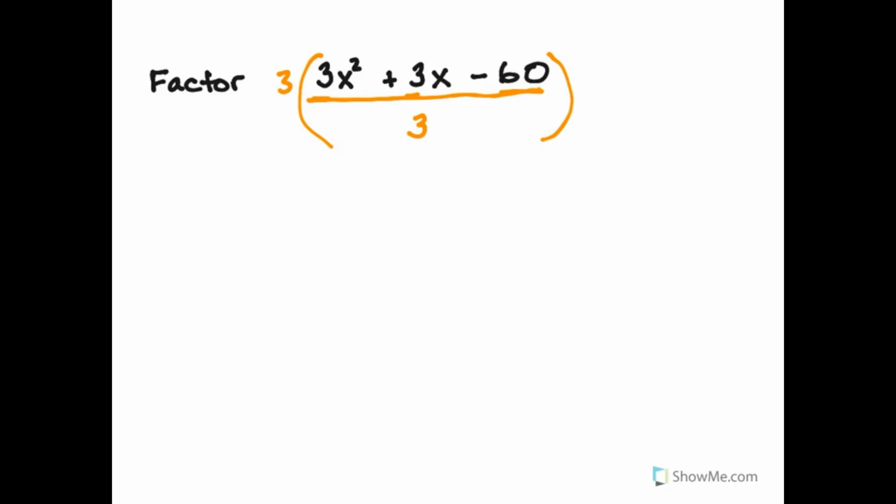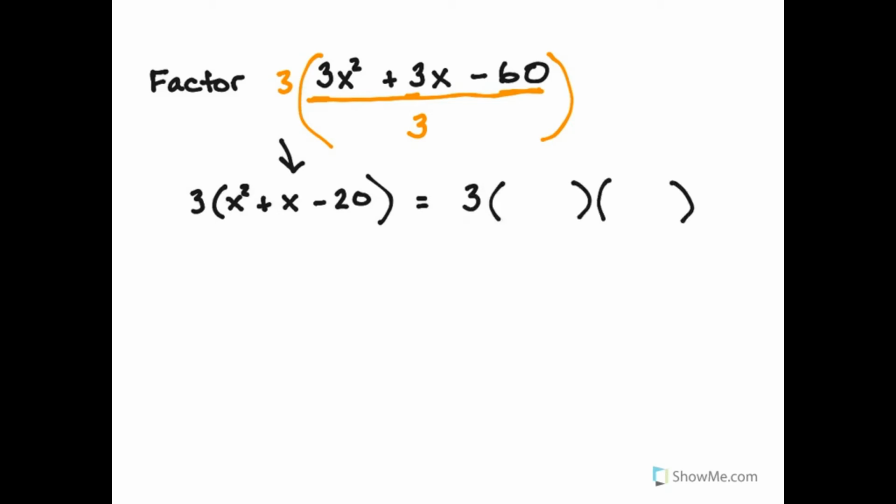So now after I factor out the 3, what I have is 3 times x squared plus x minus 20. And I'm just going to look at the inside part to factor. Now the first term is x squared, so it's going to factor, keep the 3, and write the two parentheses. And they both begin with x, so there I go. And now I need to look at factors of the last term, which is negative 20.